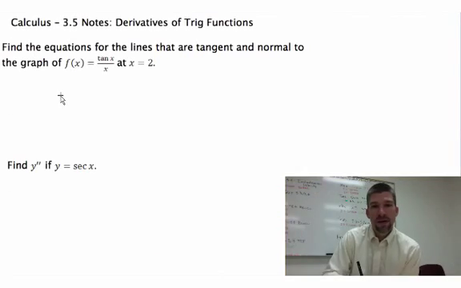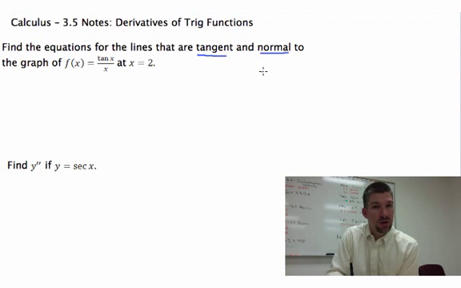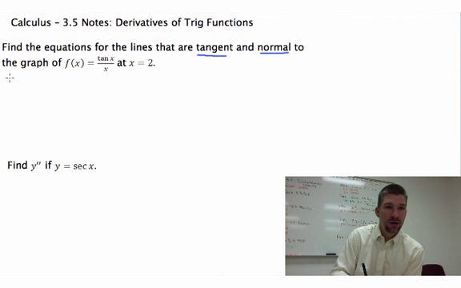All right, so we want to find the equations for lines that are tangent and normal to the graph of f of x equals tan x over x when x is equal to 2. What does that mean if we're going to find lines that are tangent or normal? All that means is we've got to have a derivative, and we need a point. And if we have a derivative and a point, we have a slope. So let's go ahead and try and figure out what the derivative of this guy is. We're going to have to use the quotient rule.